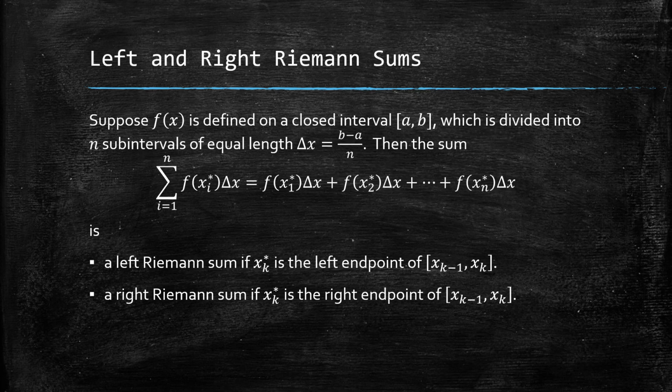Then the sum from i equals 1 to n of f of x sub i star times delta x is first a left Riemann sum if x sub k star is the left endpoint of the closed interval x sub k minus 1 to x sub k, and second a right Riemann sum if x sub k star is the right endpoint of the closed interval x sub k minus 1 to x sub k.